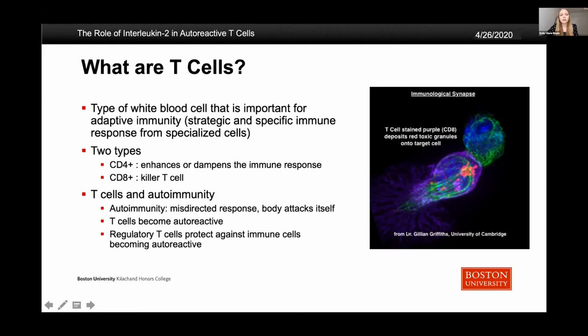So T cells can be involved in autoimmunity, and if you're unaware what autoimmunity is, it's when the immune system has a misdirected response, and the mechanism for recognizing self versus non-self in the body breaks down, and the immune system begins attacking its own cells and tissues. So in some cases of autoimmune disorders, it's the T cells that can become autoreactive. And there is a certain subset of CD4 T cells called regulatory T cells that protect against immune cells becoming autoreactive, and therefore protect against autoimmunity.